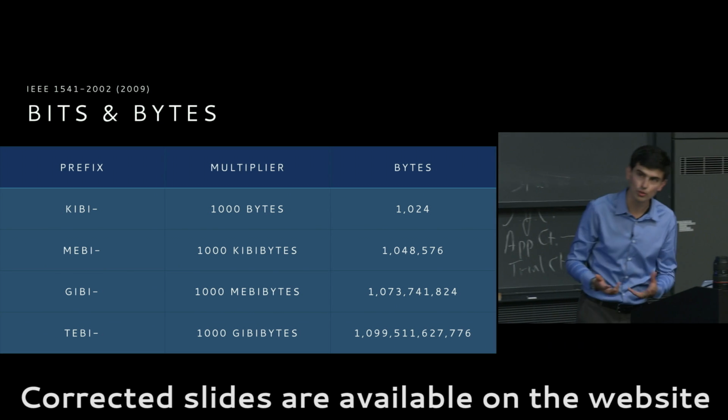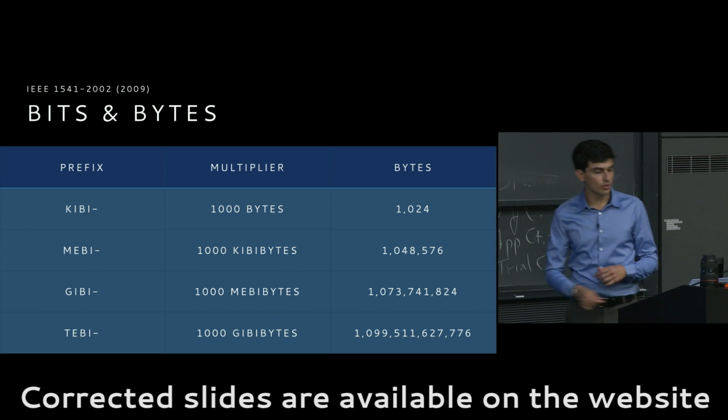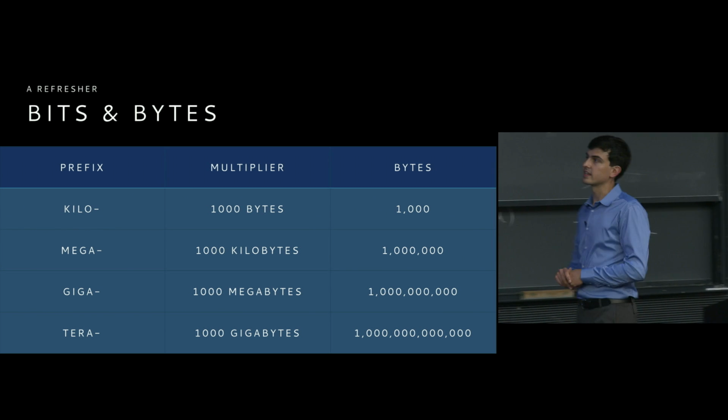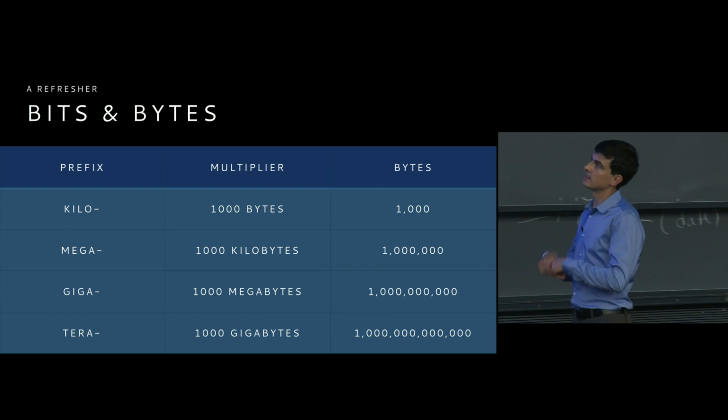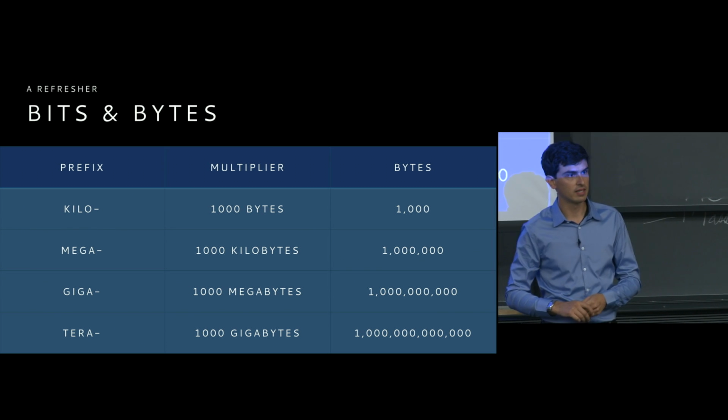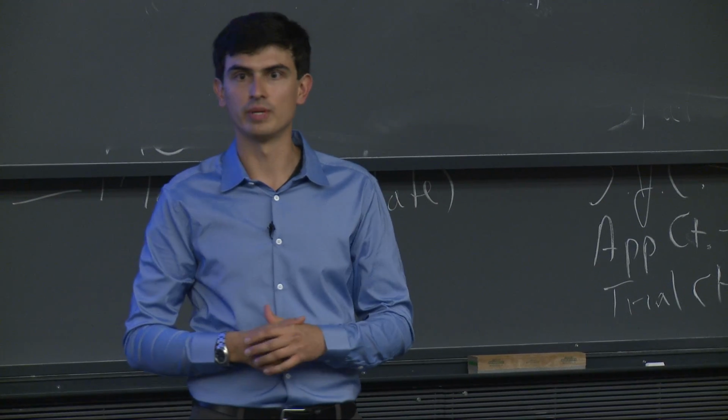So what does this mean for you? Well, nothing. We're going to continue along with this simplification that a kilobyte is 1,000 bytes, and that a megabyte is 1,000 kilobytes. This is not, in fact, a simplification. This is, in fact, the more correct way of doing it.